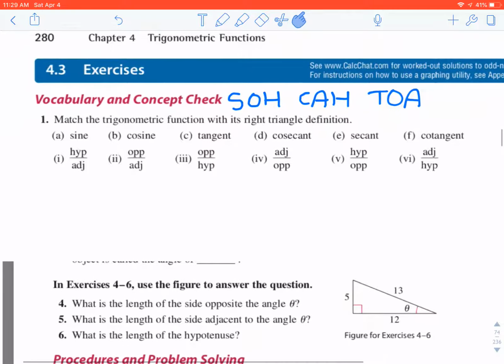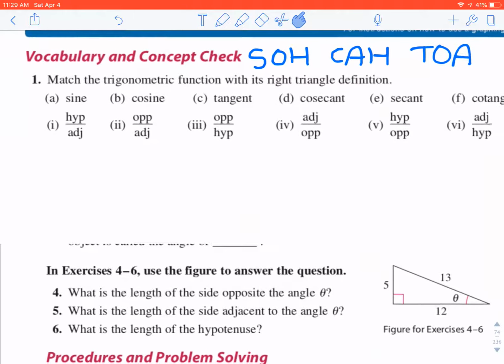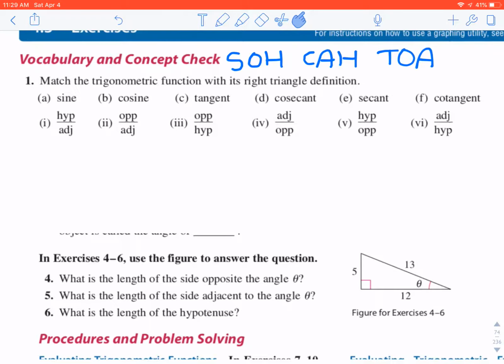Okay, number 1 is asking us to match the trig function with its right triangle definition. So letter A is sine. If you refer back to SOHCAHTOA, remember that sine is always opposite over hypotenuse, which is number 3. So letter A's answer should have been 3. Opposite over hypotenuse, so I'll cross that one off.